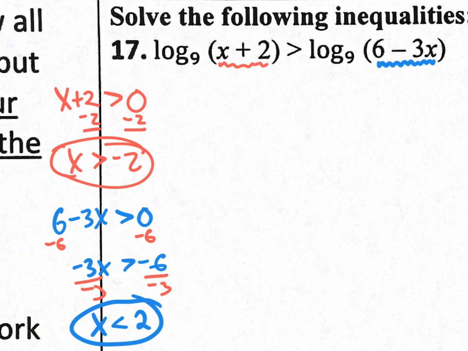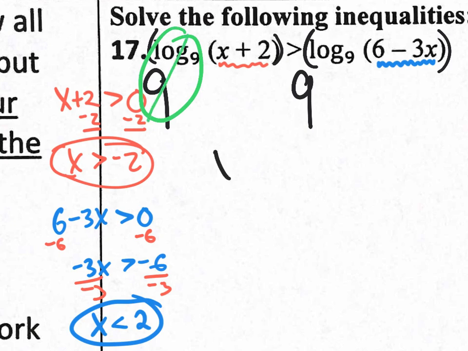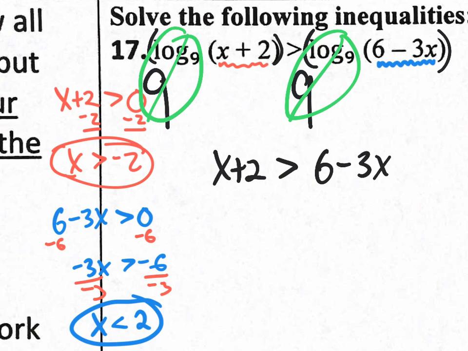So first of all, you don't want these log base 9s. So if you raise both sides of this inequality to the power of base 9, you'll eliminate those log base 9s. So I'm going to take the entire left side and raise it to the power of base 9. I'm going to take the entire right side, raise it to the power of base 9. So 9 to the log base 9 eliminates. The x plus 2 comes down. The greater than symbol comes down. 9 to the log base 9 eliminates. And you have the 6 minus 3x that comes down. And there's your new inequality.